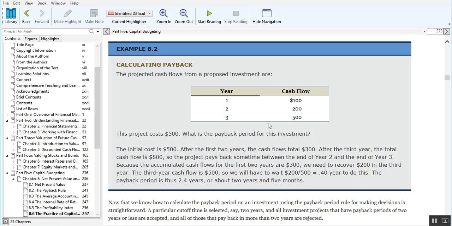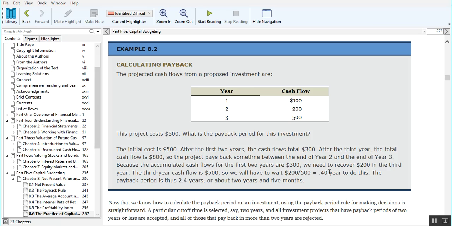So the initial cost of an investment is $500. You get $100 the first year, $200 the second year. You have $300 back. You need $200 more, $200 out of the $500 you're projecting in year 3. So when will you actually collect that? Well, you're going to prorate year 3 by taking what you need by what you are going to earn.